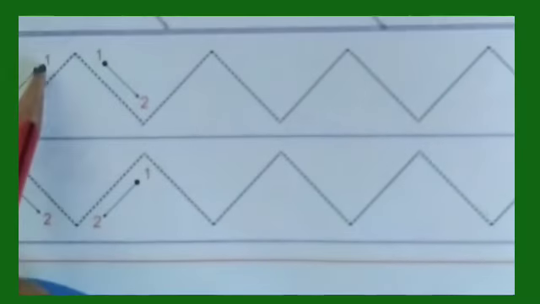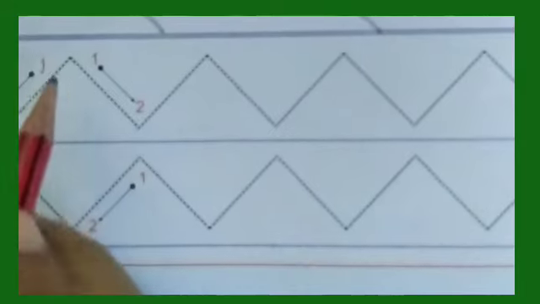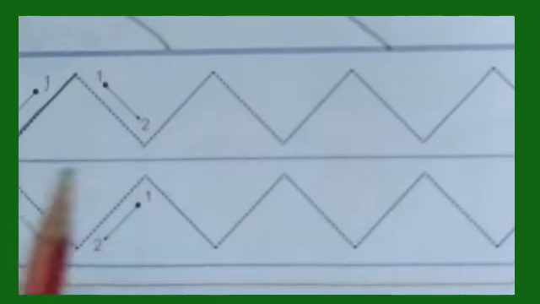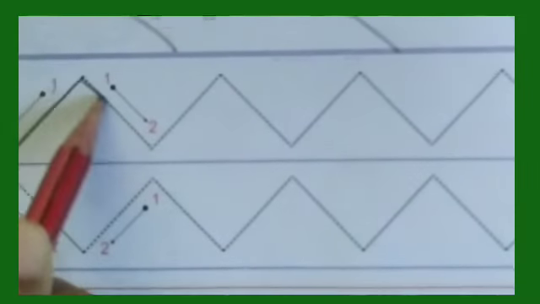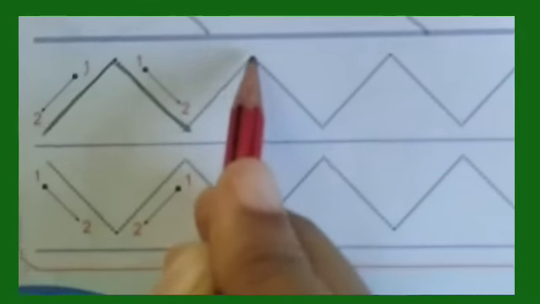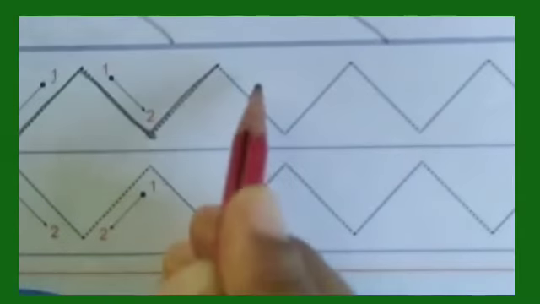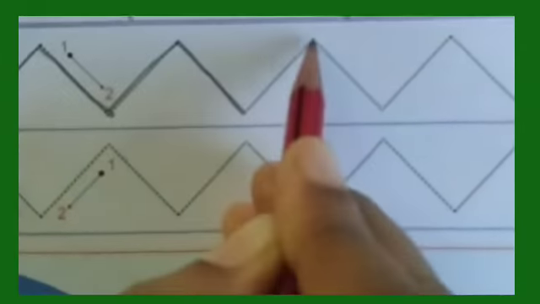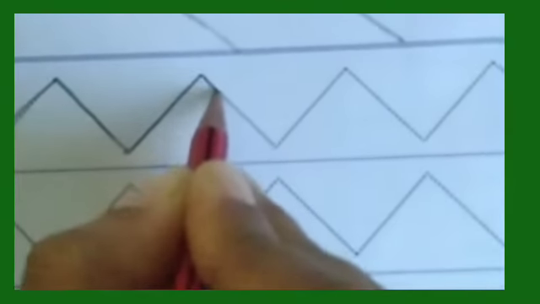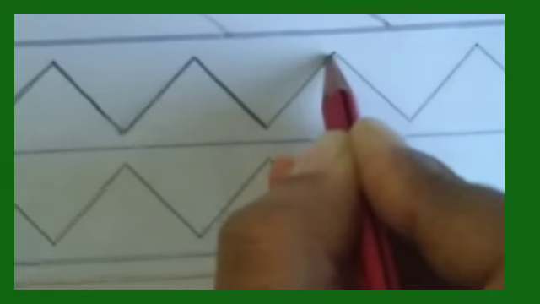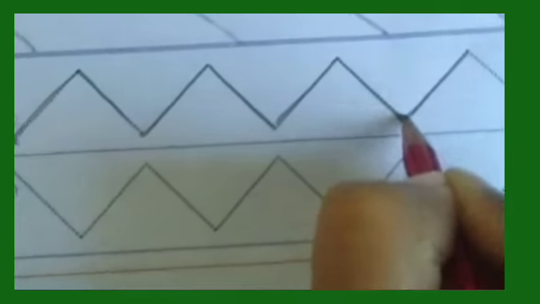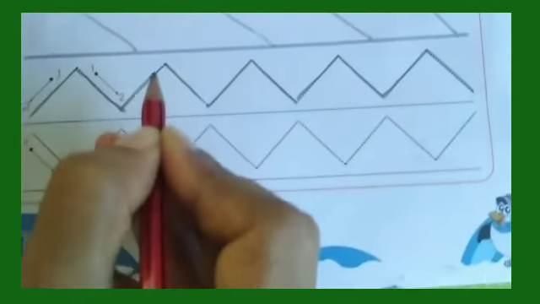So you see a 1 and 2. We will make the line from 1 to 2, come down. Then again from 1 to 2. Okay? So this way we'll make lines from up to down, up to down. Right? You'll make slanting lines like this. Right? Let's see the next one.